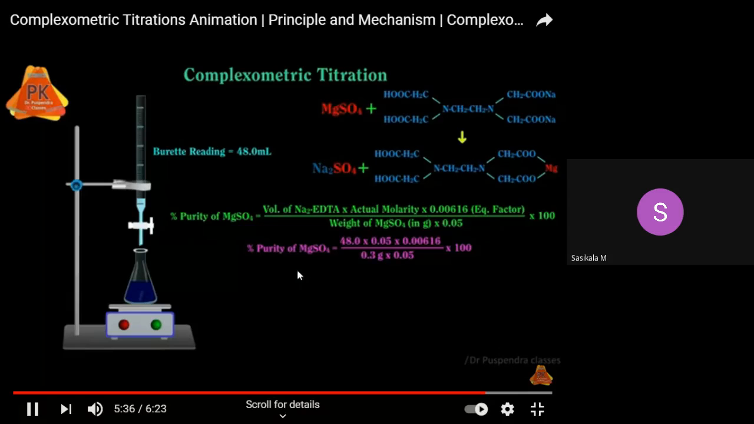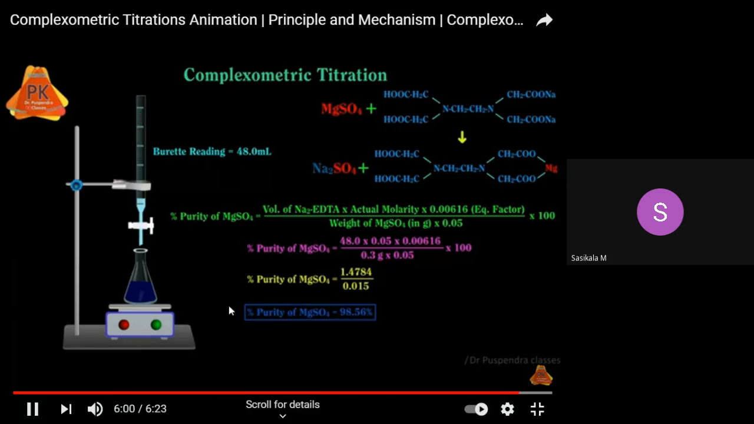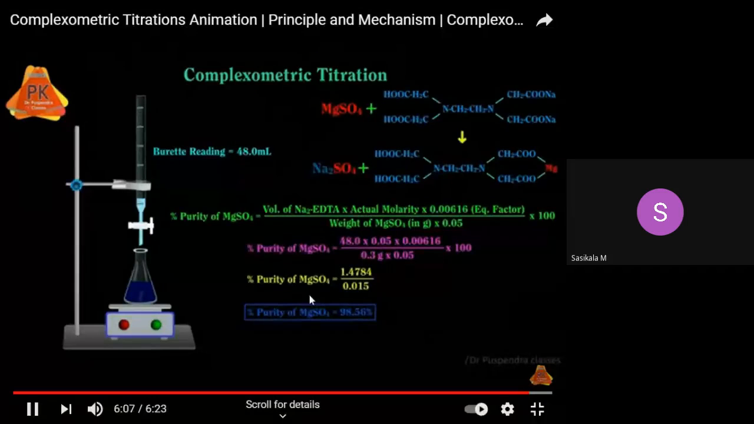This is the calculation for magnesium sulfate analysis. Got it? Applying all the values here, the titer value is 40, and multiplying with all the factors gives a percentage purity of 98.56 percent of magnesium sulfate. The unit will be percentage weight by volume. The solid magnesium sulfate has been weighed and dissolved in a particular volume, so that is called percentage weight by volume.